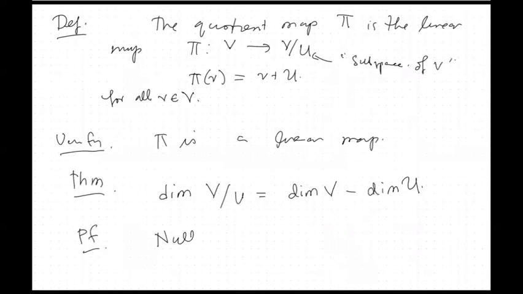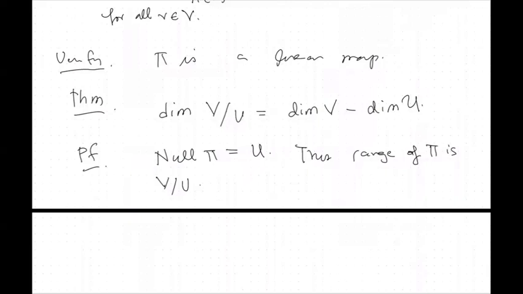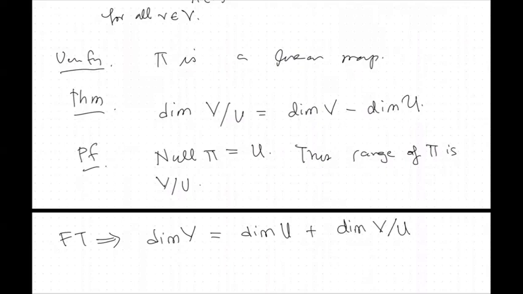The null space of pi is equal to U. Thus, the range of pi is V modulo U. And then, of course, the fundamental theorem implies that the dimension of V is equal to the dimension of U plus the dimension of V modulo U. And because of this, by rearranging, we get the desired equality.